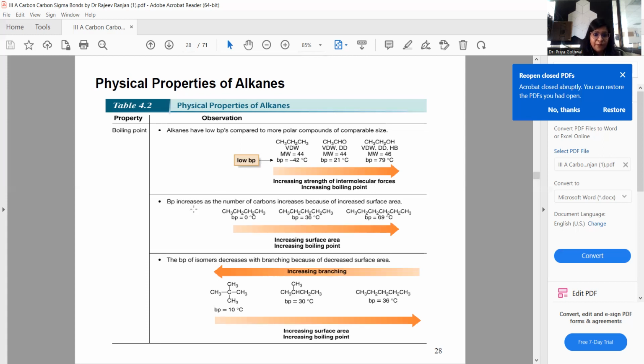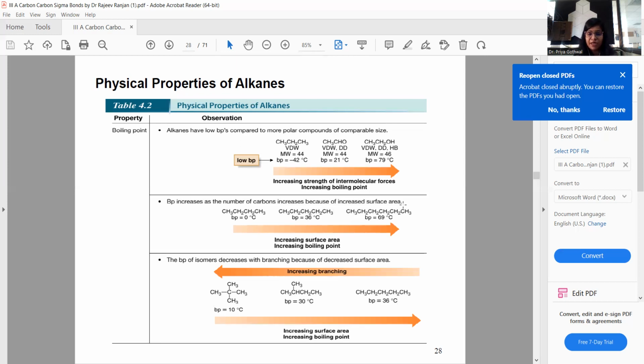The boiling point increases as the number of carbons increases because of increased surface area. Like CH3CH2CH2CH3, which is known as butane, the boiling point is 0 degrees centigrade. CH3CH2CH2CH2CH3, which is known as pentane, has a boiling point of 36 degrees centigrade. Here we can count the alkanes: 1, 2, 3, 4, 5, and 6.